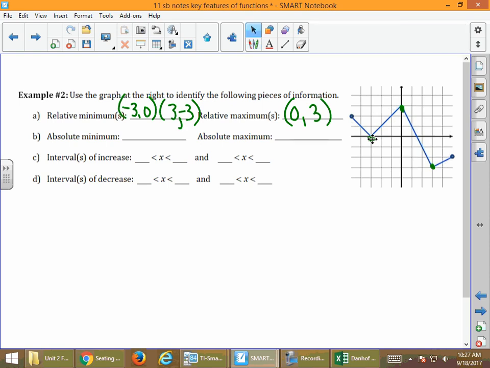Now, relative doesn't have to be the highest point or the lowest point, but absolute max or min has to be the highest or the lowest. The absolute minimum has to be the lowest. And I'm going to color that in red. That's the very lowest point on the graph. An absolute min or an absolute max does not have to occur at a peak or valley. But it just so happens that it does, and it also happens that it's a relative minimum as well, and it's (3, -3).